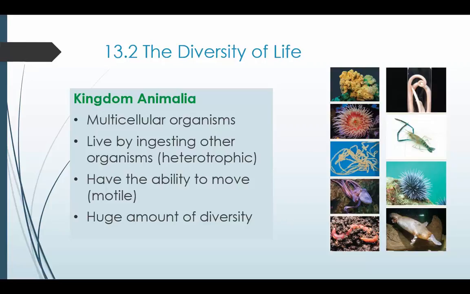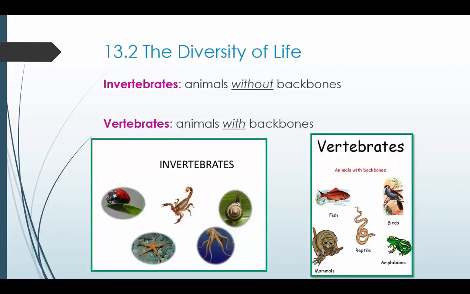The second kingdom is kingdom Animalia. Now these are typically multicellular organisms. They are heterotrophs, so animals typically have to feed off of other things to get energy. They have the ability to move, meaning they're motile, and are very, very diverse. Typically, once we have the kingdom Animalia established for an organism, we then have to decide which category of animal it falls under. Is it an invertebrate, meaning without a backbone, or a vertebrate with a backbone?